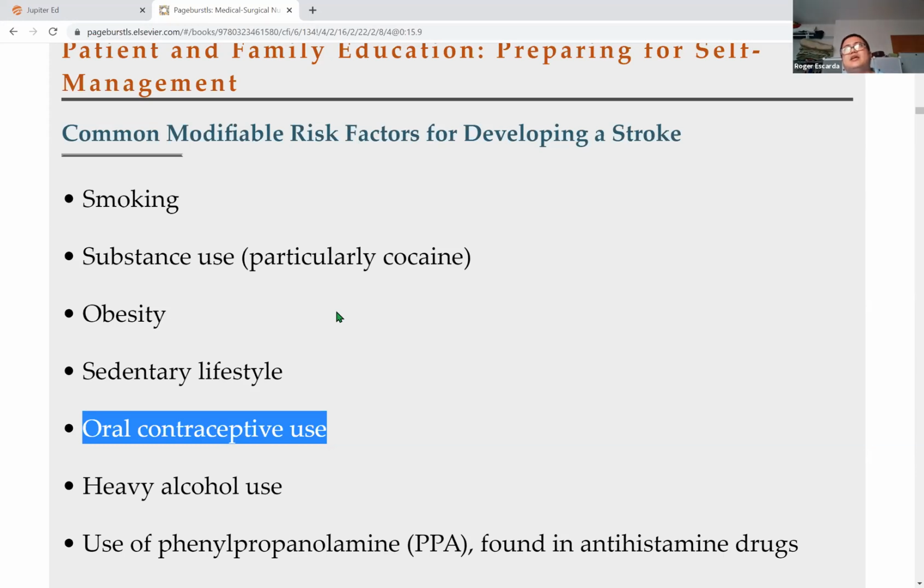So for those who take OCPs, or let's say you've heard or you know somebody who's taking it, what do they look like? What are their common complaints or side effects of taking OCPs? Weight gain. All right, weight gain. So how does weight gain precipitate clot formation?